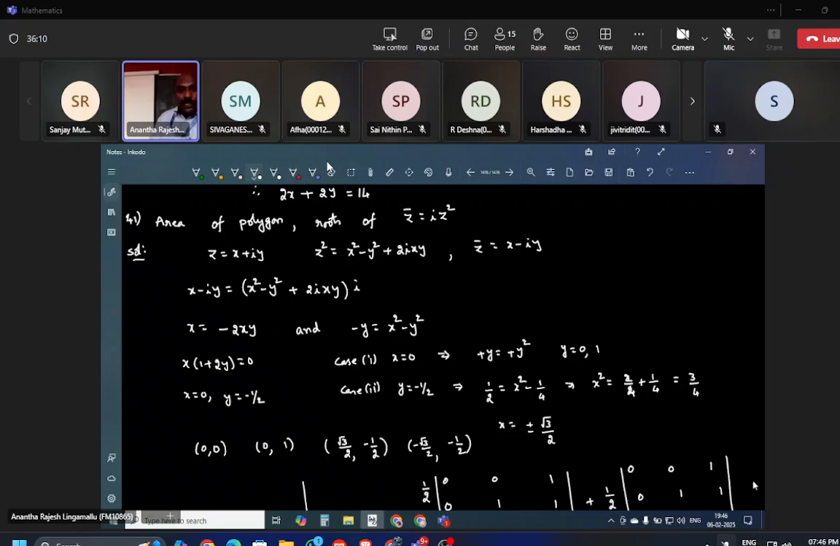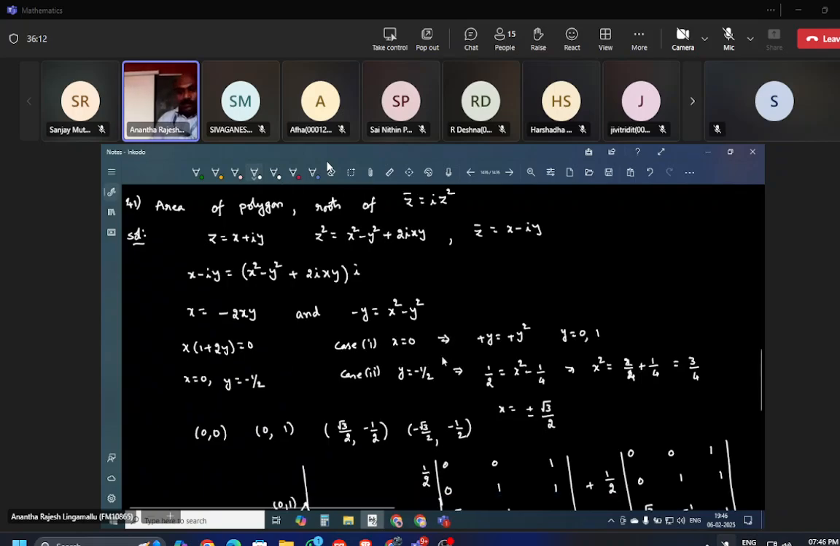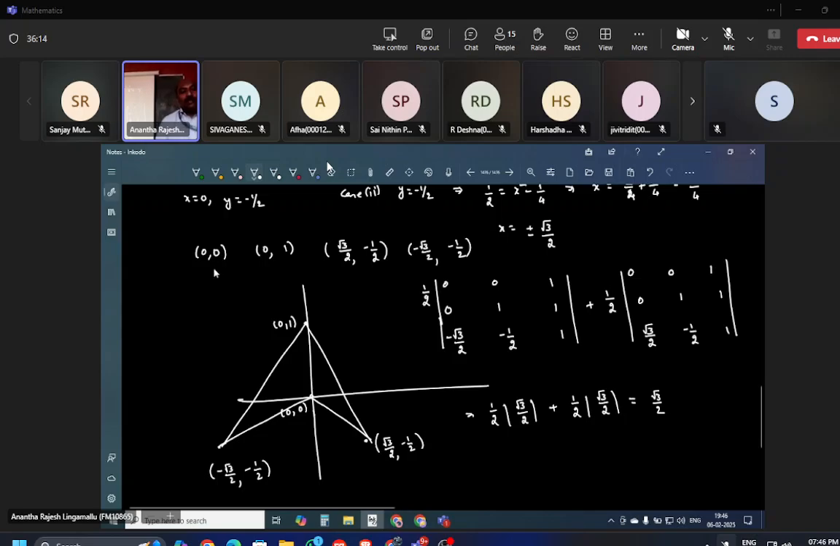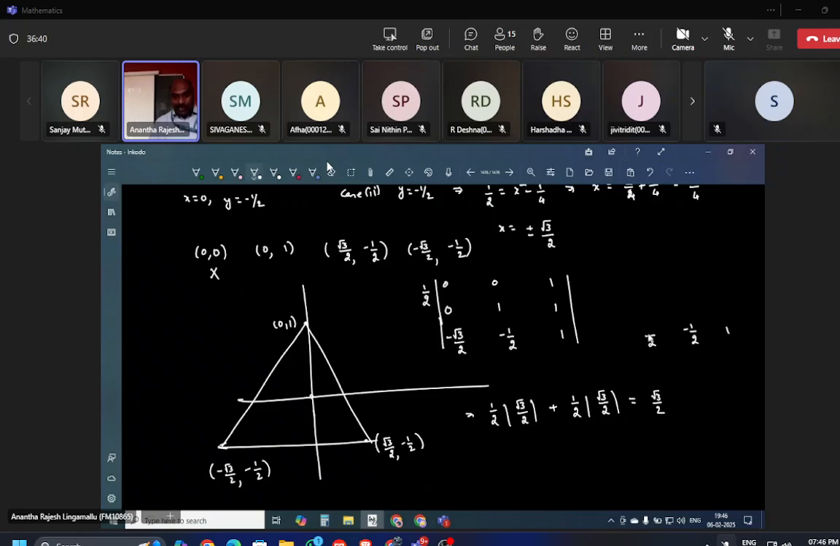My bad, I have not read the question properly. That means this (0, 0) should not be there in the picture. Are you understanding? So now I have to take only these 3 points. Now okay, there is no problem in solving. So now only one triangle, and this triangle's area you can get easily.